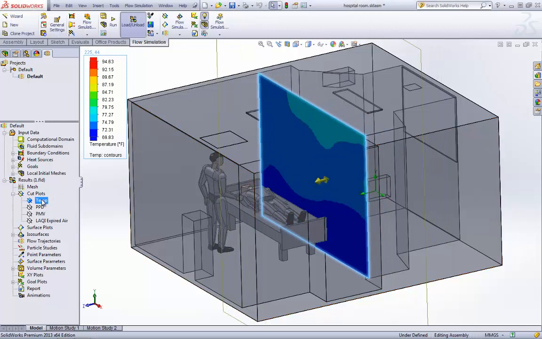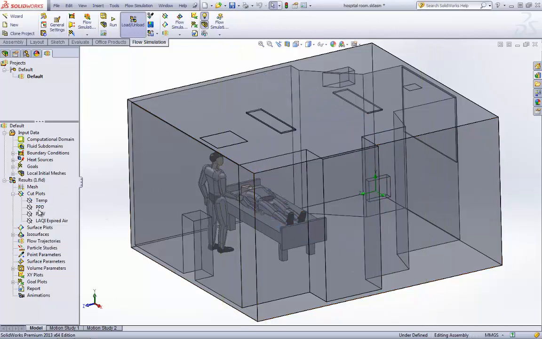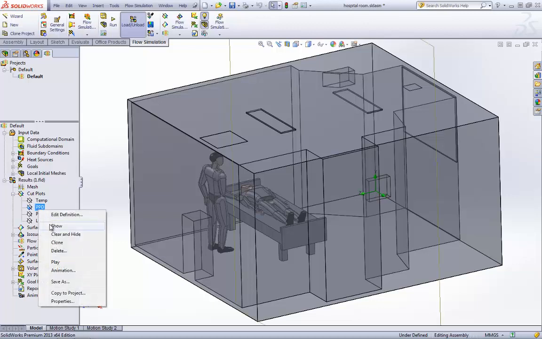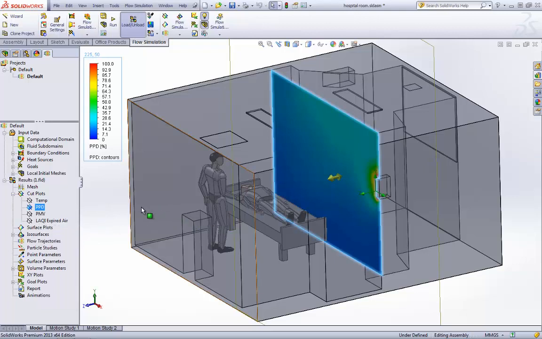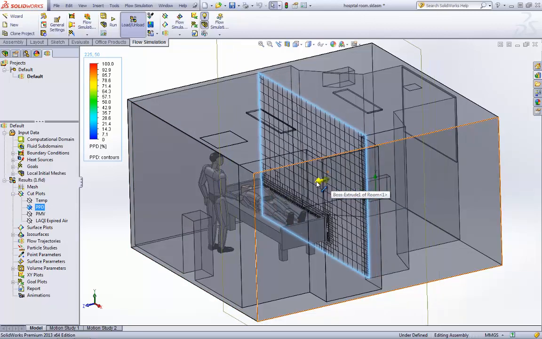If we take a look at our next plot, PPD, which is predicted percent dissatisfied, this again is an important one, especially for a hospital room. We want to make sure that we get the least amount of people dissatisfied, especially for patients that are trying to recover. And we can see that a lot of the room is blue.